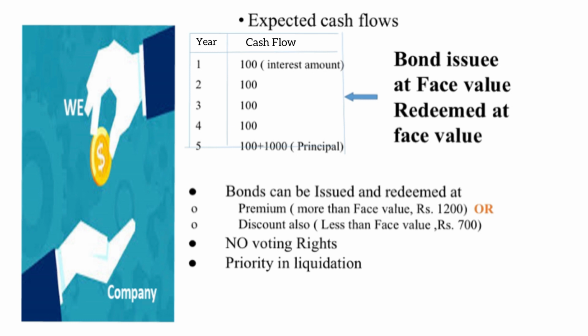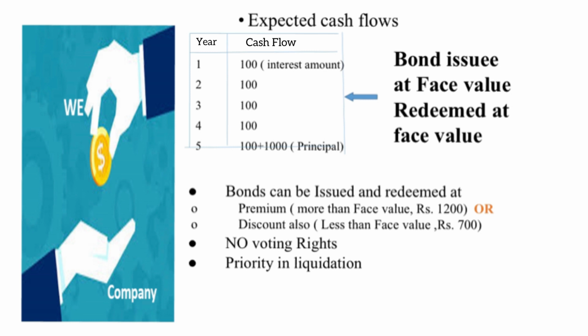So these are the expected cash flows generated by this buying and selling of the bond, where the company is selling their bond and we are buying the bond. Now in this example, the company is issuing the bond at a face value of 1000 and redeeming the bond also at the face value of 1000. But in practice, it may not be so. The bonds can be issued at premium or at discount also. Now what is this premium and what is this discount?